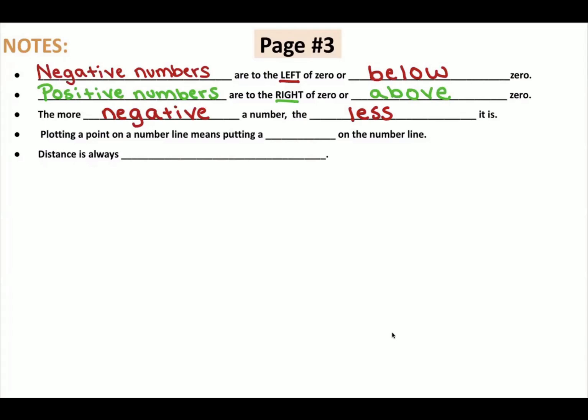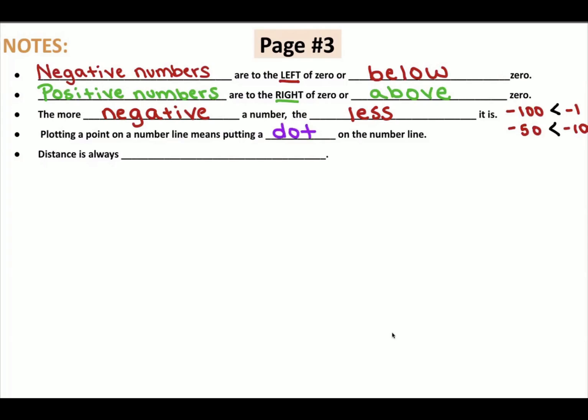So the easiest way I think to think about this is like owing money. So you have less money if you owe someone $100 versus owing them $1. Negative 100 is less than negative 1. Negative 50 is less than negative 10, because if you're in debt $50, you owe more money than if you just owed $10. Our next note is plotting a point on a number line.